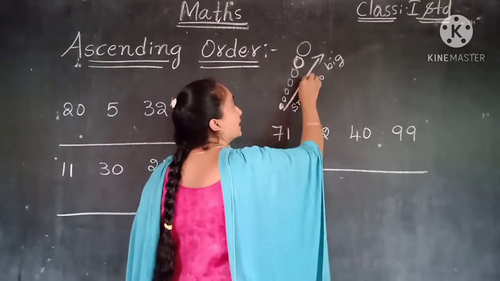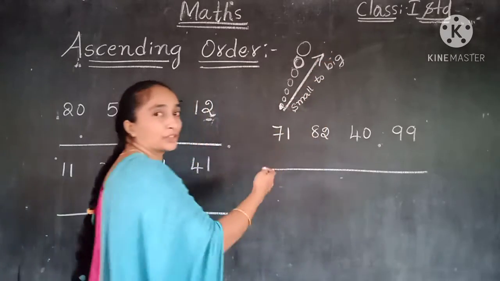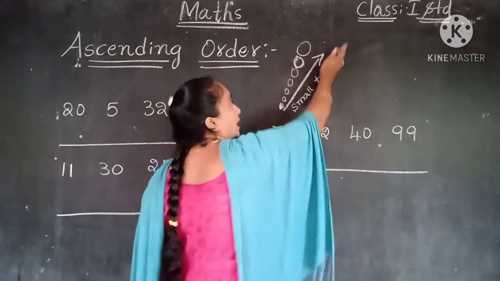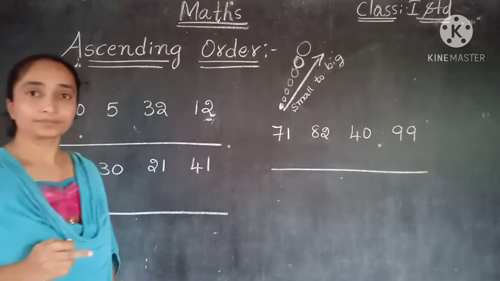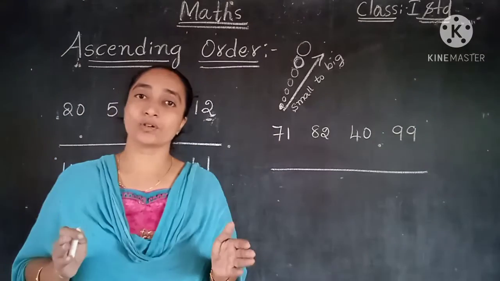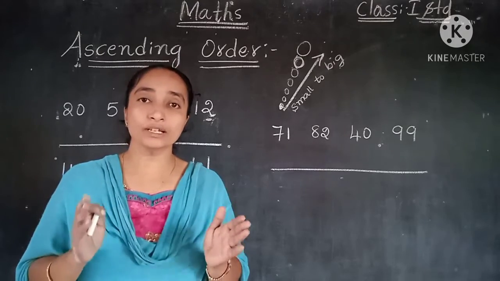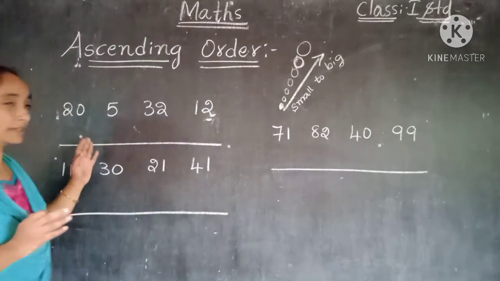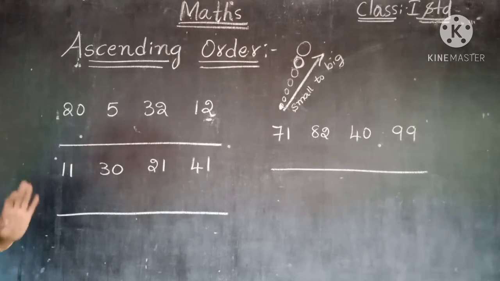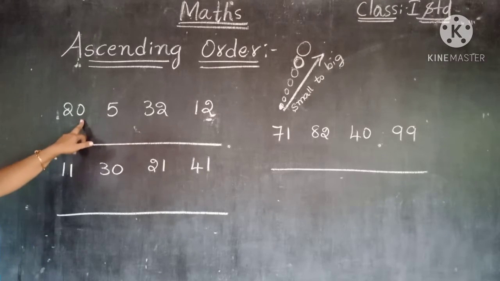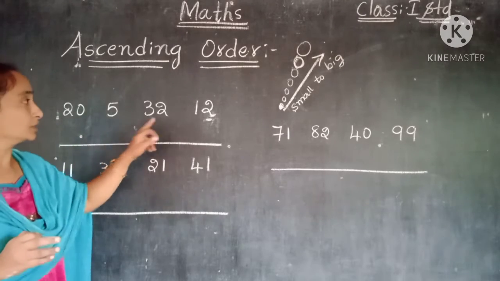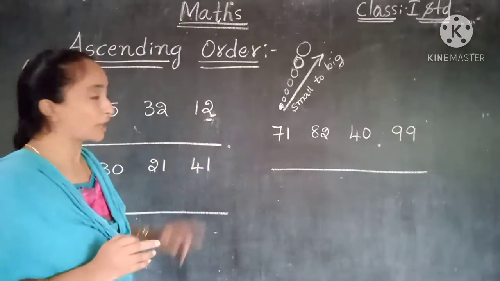So our mark must be like this. So the steps when you are climbing, from the down to the upstairs you are going. So that is called as ascending order. So first of all we have to take only the small numbers. So children, let us see now. Here we have the four numbers. 20, 5, 32, 12.